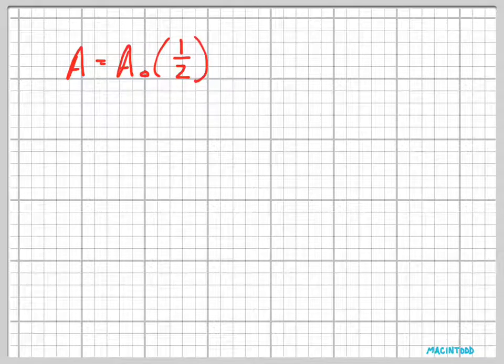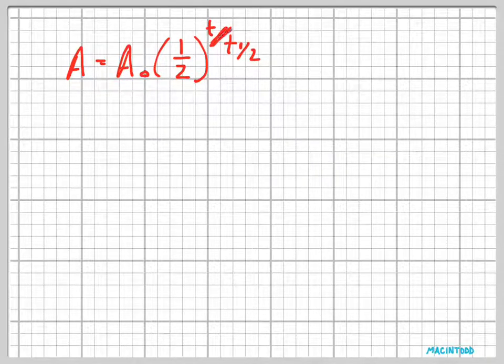The second type of problem deals with half-life. In half-life, we talked about the fact that that is how long it takes for half of the mass of a sample to change into something else. Okay, and a formula, if you like formulas, piece it together, is going to be as follows: A equals A naught times 1/2 to the t over t sub half.